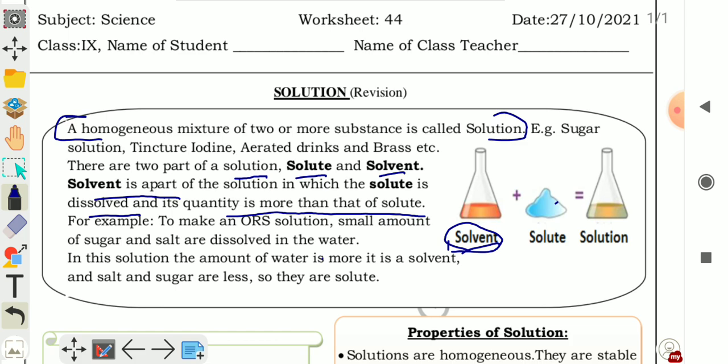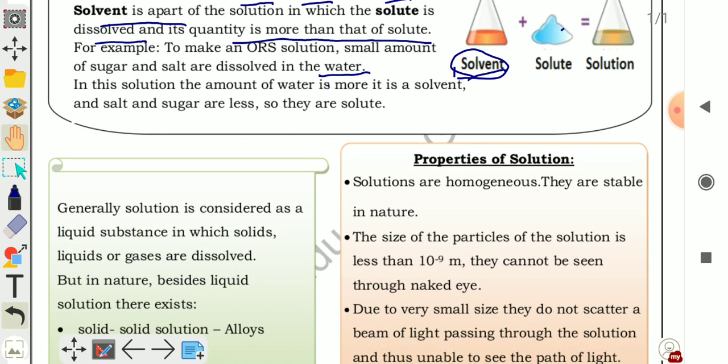And what do you mean by solute? Solute is the substance which we dissolve in the solvent and the quantity of solute is less than the solvent. For example, to make the ORS solution, a small amount of sugar and salt are dissolved in water. So, water is solvent and sugar and salt are solute in ORS solution.